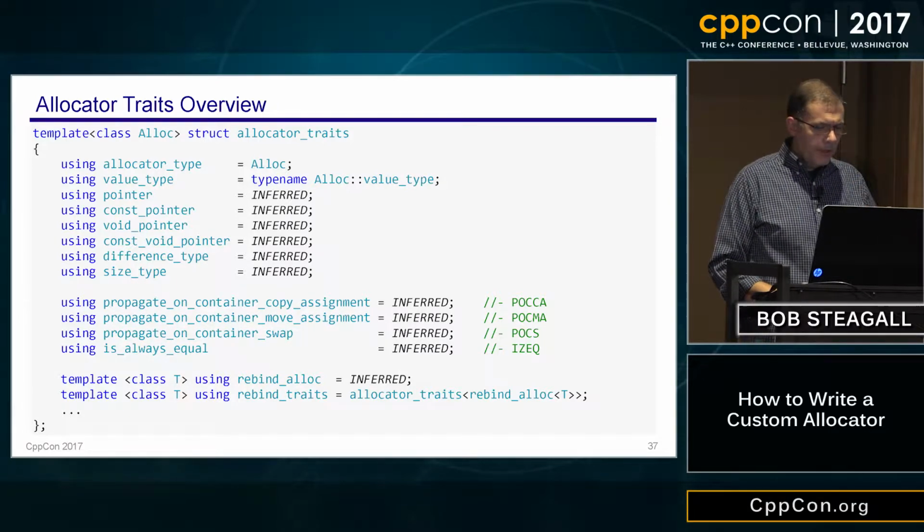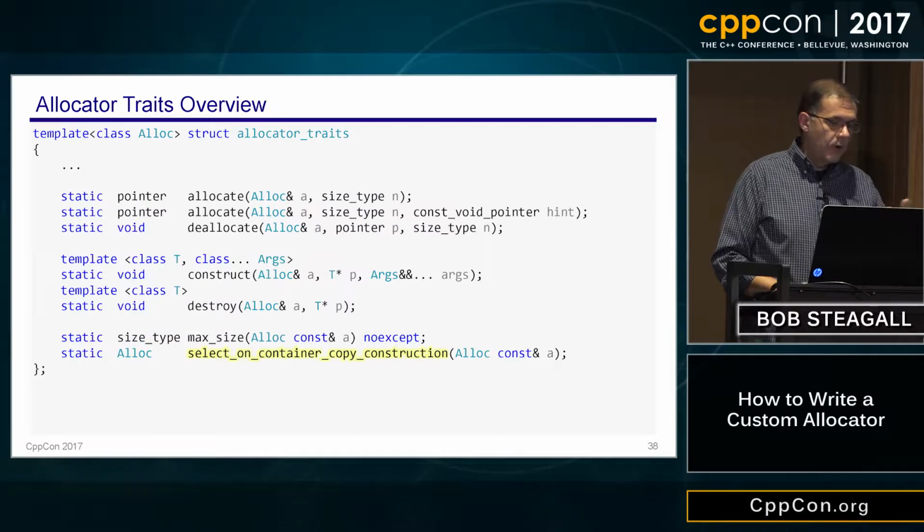So from the perspective of the container, the things that are required: your allocator has to provide value type as a nested typedef. And then there's a bunch of things that are inferred. And by inferred, if your allocator does not provide values or types for these things, allocator traits will make something up for you.